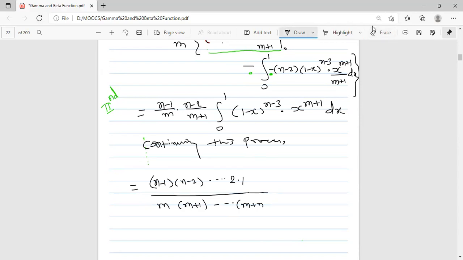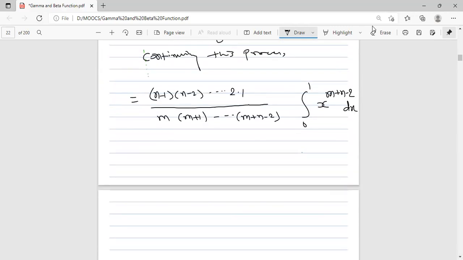The remaining term, this derivative becomes 0, and the remaining term is the integral from 0 to 1 of x raised to power m plus n minus 2 into dx. Only this term, because the remaining term becomes 0, and here this is minus. From this, we'll get this term as, can I write here this term? This is 1 to n minus 2, n minus 1, 2, 1 minus 2.